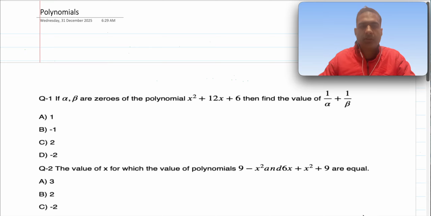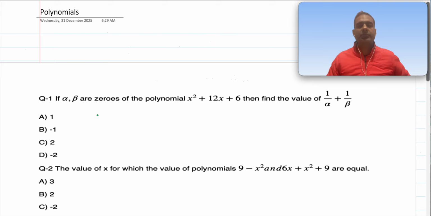So today we are going to discuss the second chapter, that is polynomials. So the first question which we have chosen here is, if alpha beta are zeros of the polynomial x square plus 12x plus 6, then find the value of 1 by alpha plus 1 by beta.